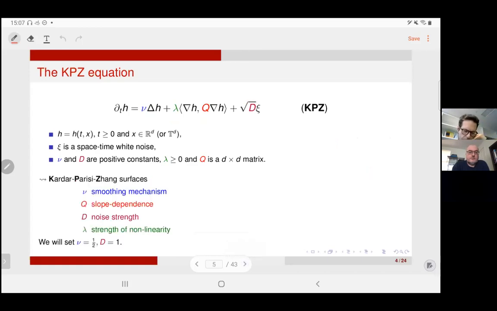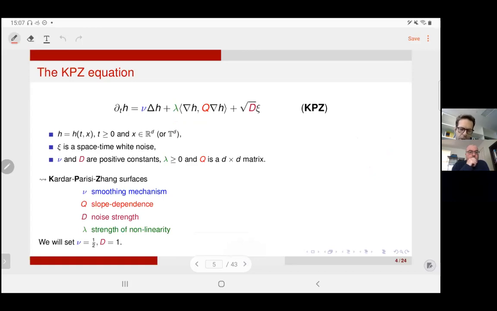Okay, so this I already mentioned. So the lambda part, of course, could be absorbed into the matrix Q. I mean, you can always do that, but it's convenient to have it outside, as a kind of coupling constant or parameter that you can use to tune the strength of the nonlinearity. So it's convenient to have it explicitly there.